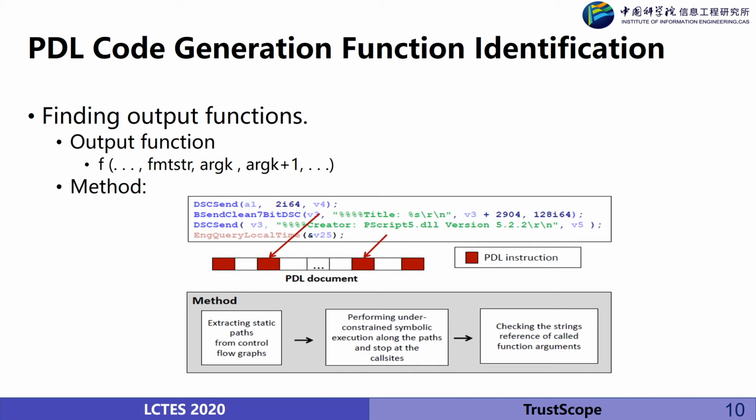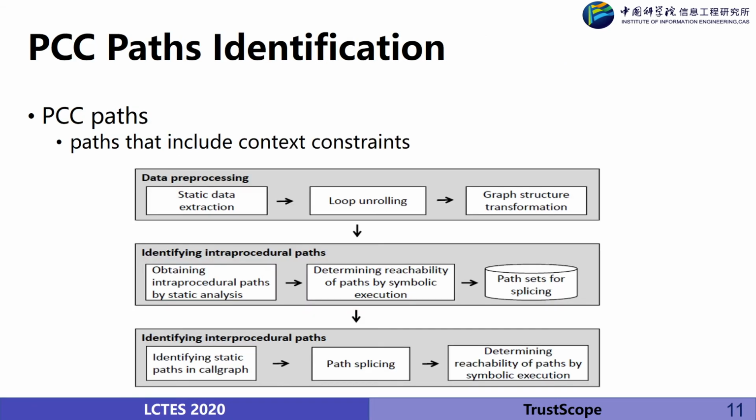If such a string is being passed to the function, we assume that the function will directly lead to a generation of PostScript output, and therefore we mark it as an output function. In order to collect context constraints and generated PostScript, we must identify paths that include context constraints.